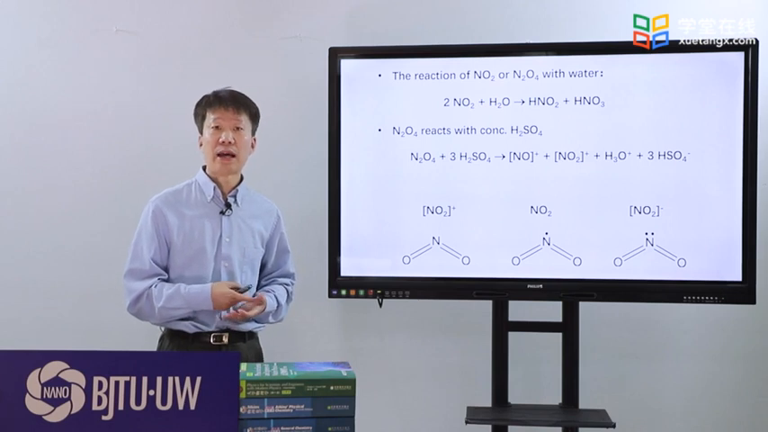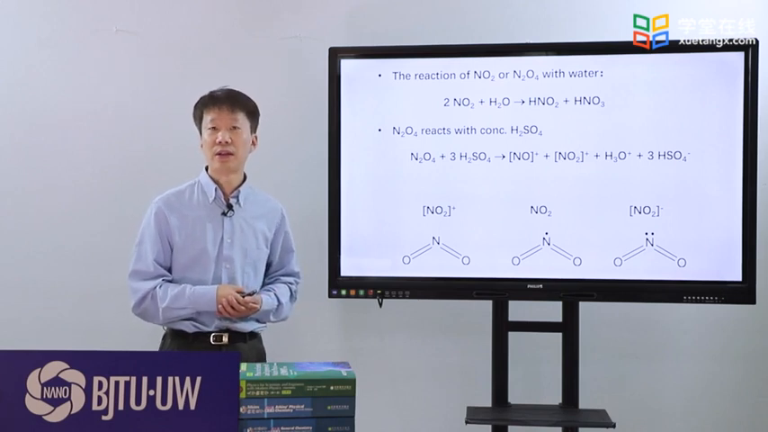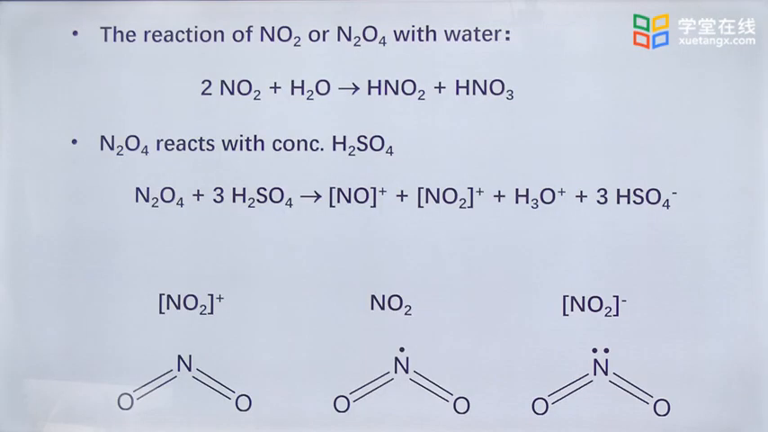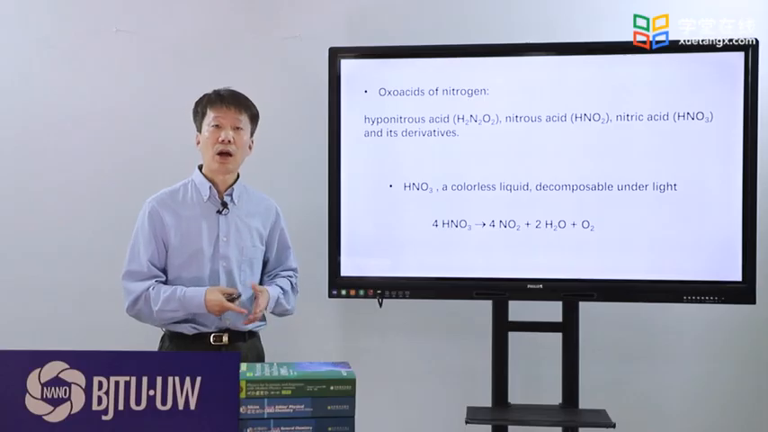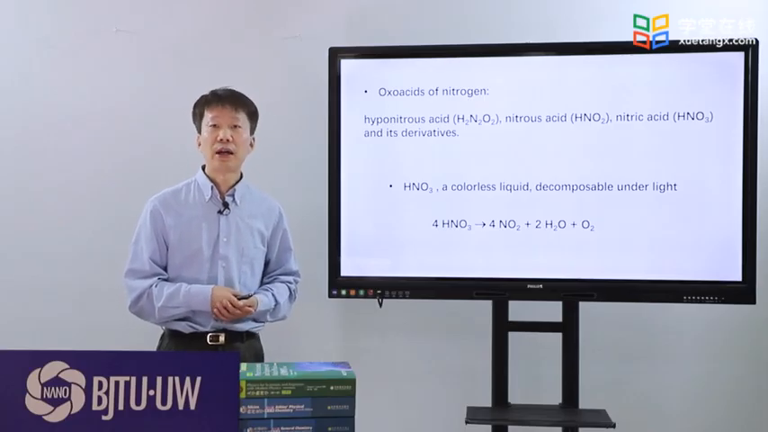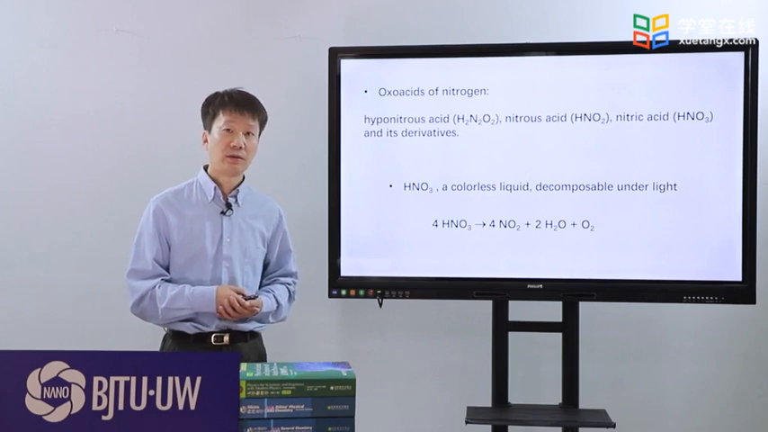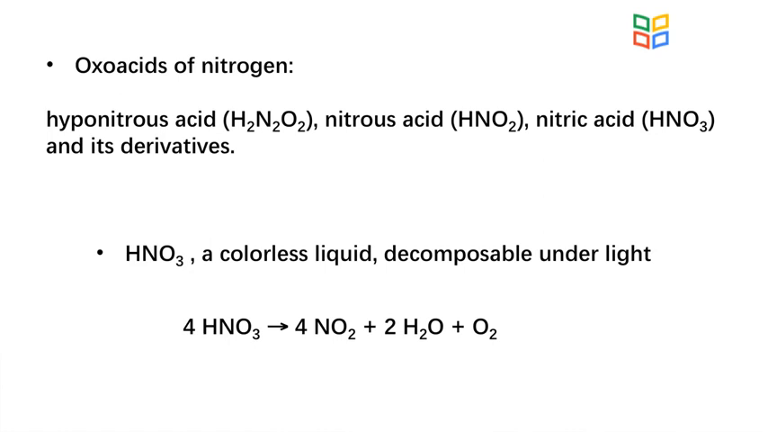Nitrogen tetroxide reacts with concentrated sulfuric acid and gives the nitrosyl and nitryl cations. The nitryl cation, nitrogen dioxide, and the nitrite anion have the same number of atoms and similar geometric structure, but different electronic structure. Oxoacids of nitrogen include hyponitrous acid, nitrous acid, nitric acid, and its derivatives. Hyponitrous acid and nitrous acid are weak acids.